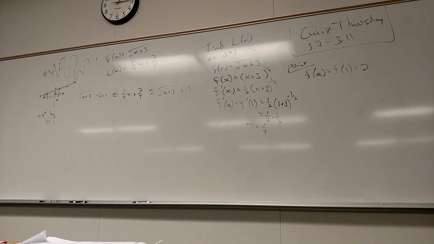Let's zoom 6 just to make sure the window's nice. There's the minus 0.1. There's the linearization. Oh yeah, it's all happening. It's within 0.1. So what's the most important point of this whole thing? What's the thing that got this going? What point? 1. a equals 1.